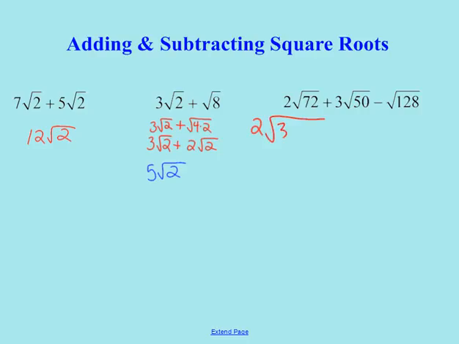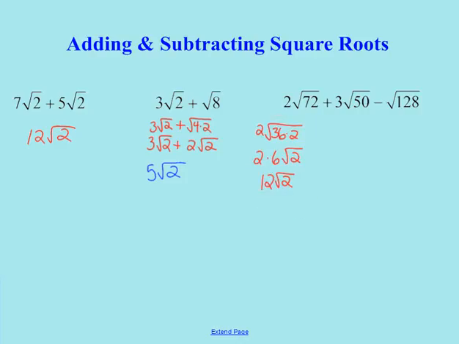What perfect square goes into 72? Well, 36 times 2 is 72. And 36 is a perfect square. We can take the square root of 36 and get 6. We leave the other 2 under the square root symbol. 2 times 6 is 12. We end up with 12 square roots of 2.